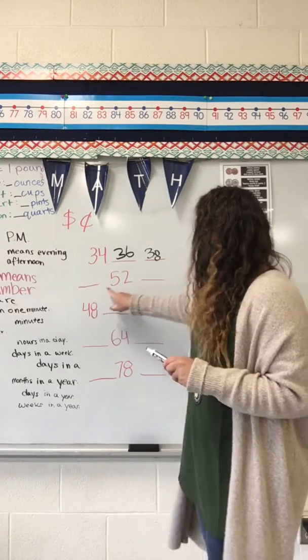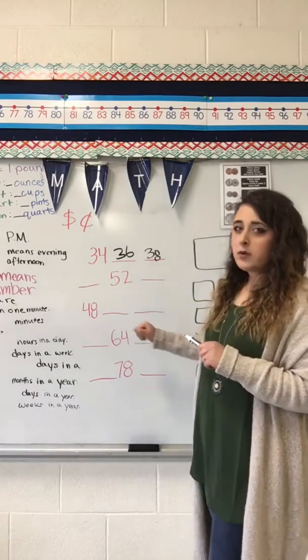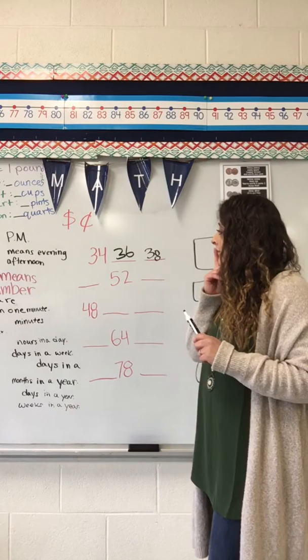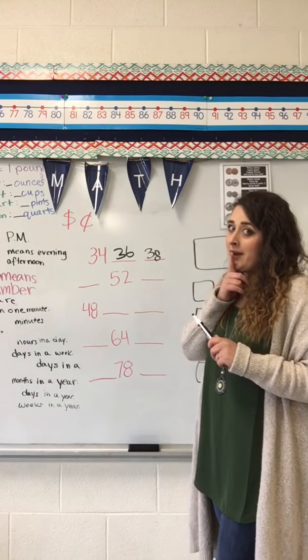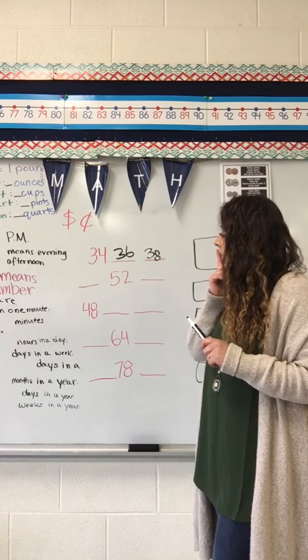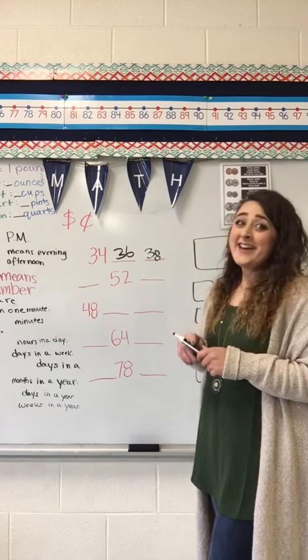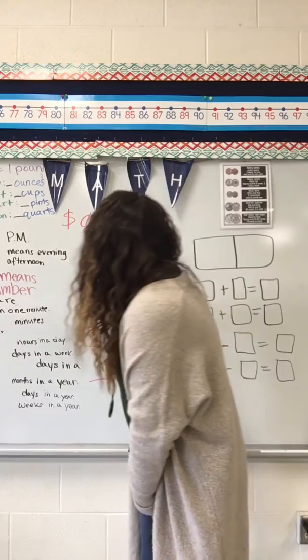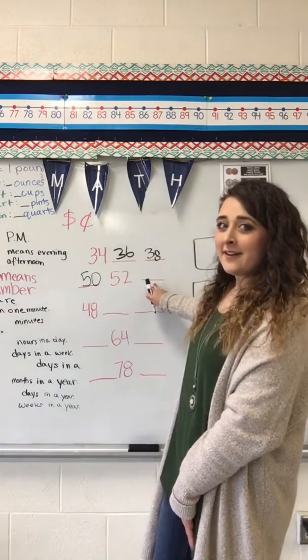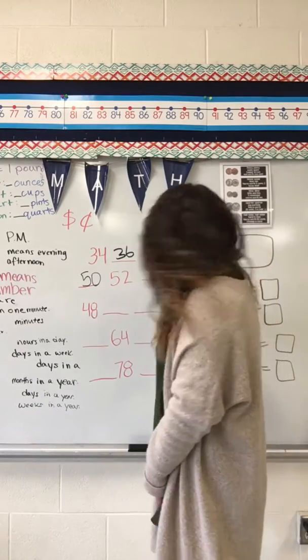Now what I want you to do is on a piece of paper, go ahead before me. See if you can write down the answer. What comes before 52? I'll give you a couple seconds to write it down. If you said 50, you're correct. 50, 52, 54. Good job.